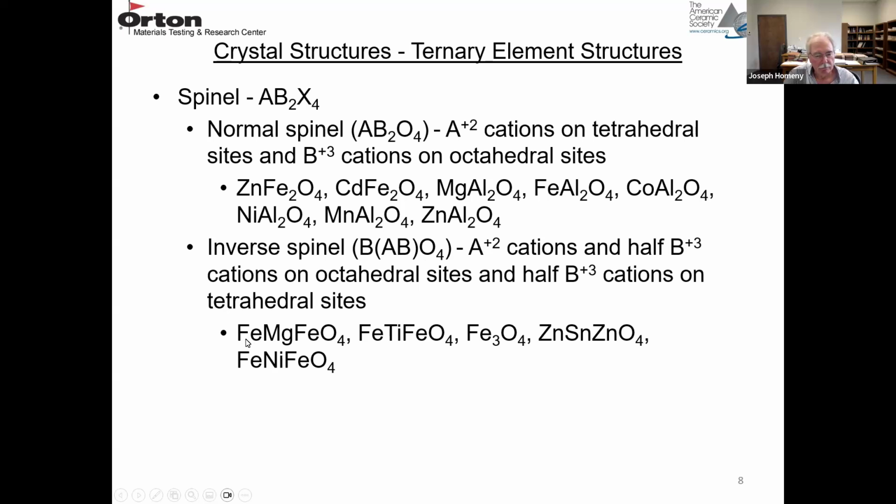A spinel that you might see in a chrome mineral is FeMgFeO4. You can see that the Mg and the Fe are reversed here. Another spinel that you'll see in chrome minerals is Fe3O4. This is actually FeFeFeO4. So there's Fe+2 and Fe+3 ions in Fe3O4. So those are the 2 types of spinels.